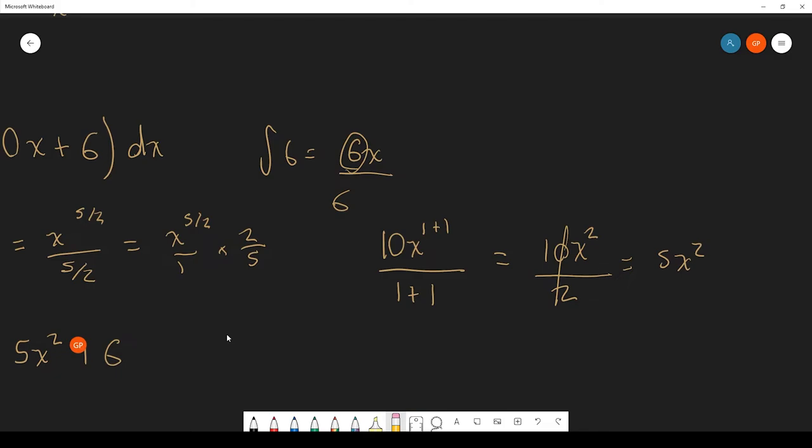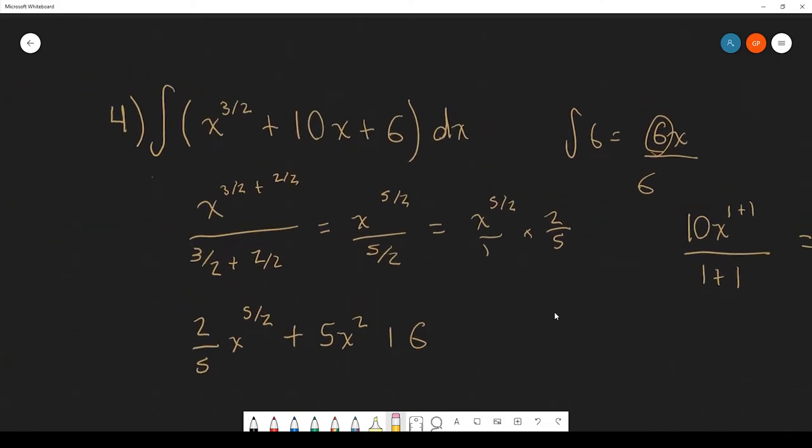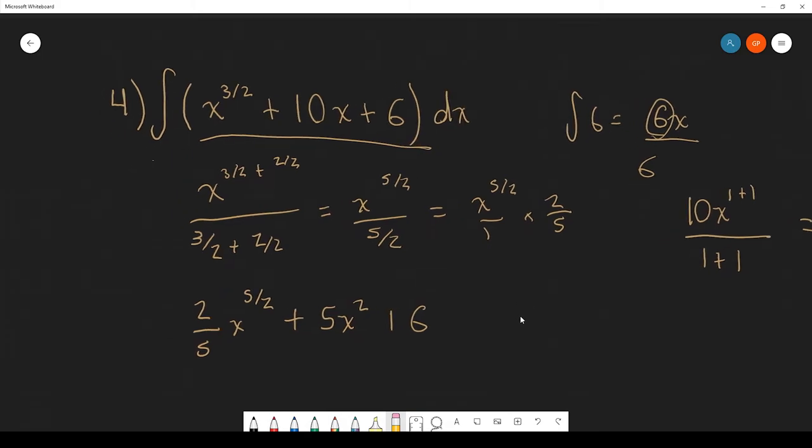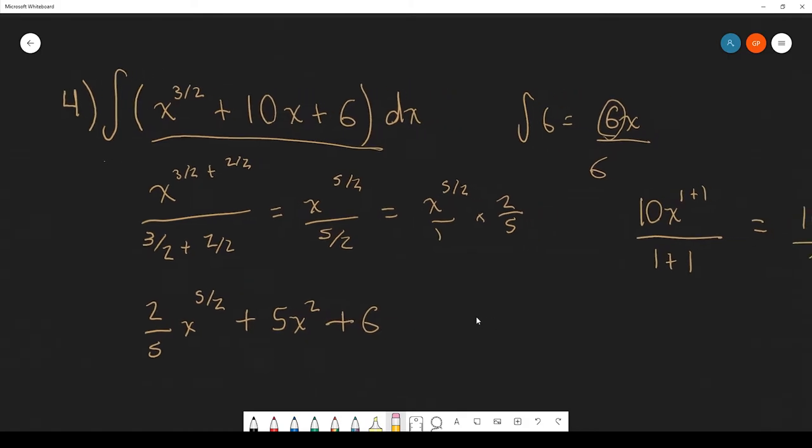So the antiderivative for this function right here is going to be 2 over 5 x to the 5 over 2 power plus 5x squared plus 6x. But we can't forget the plus c.